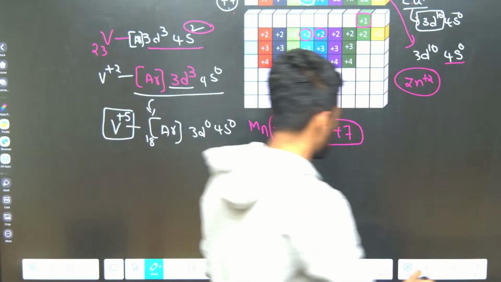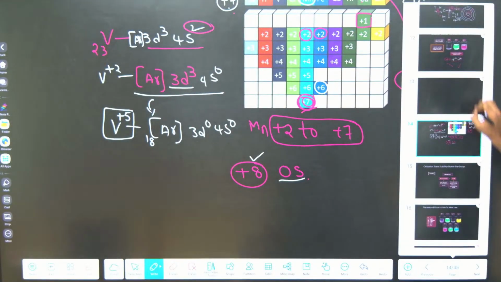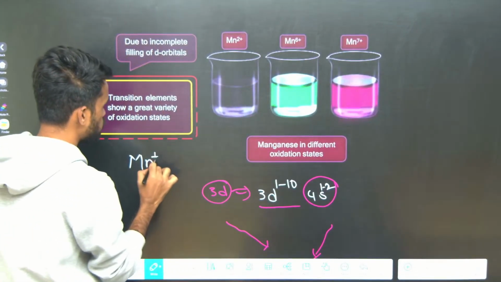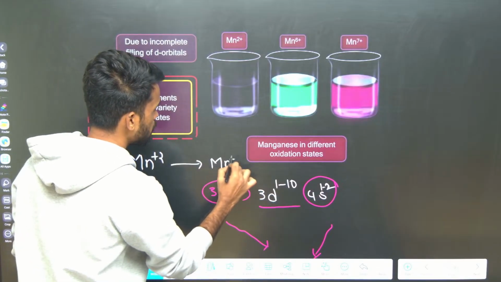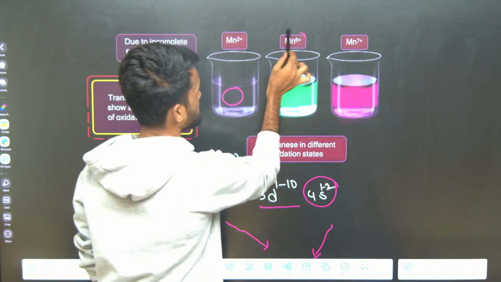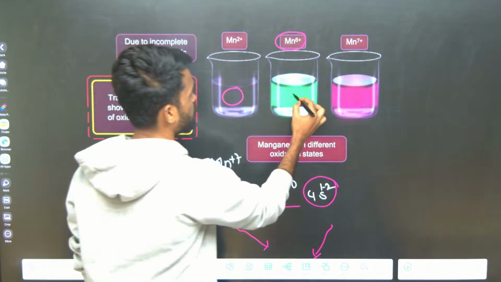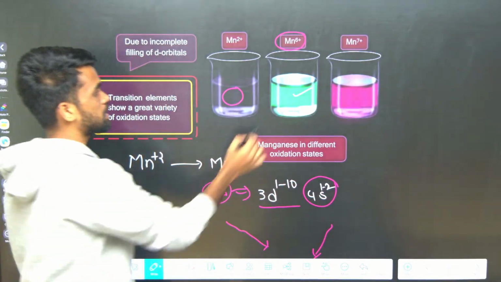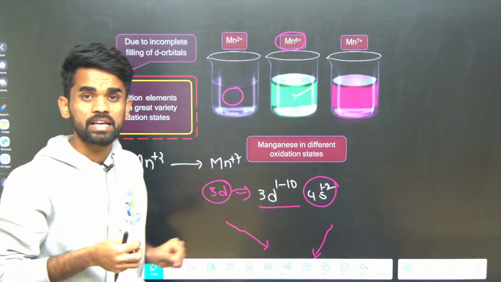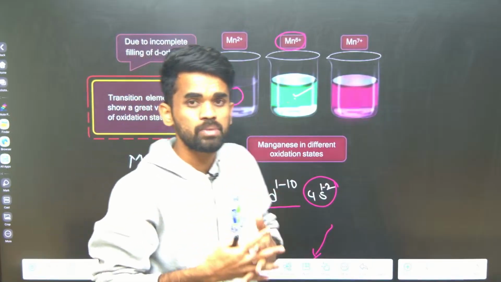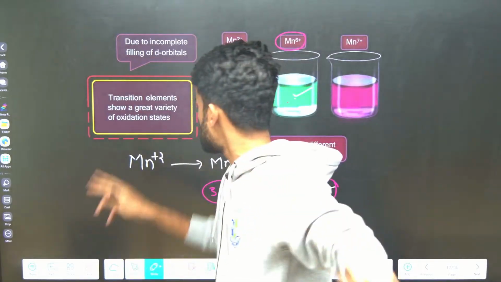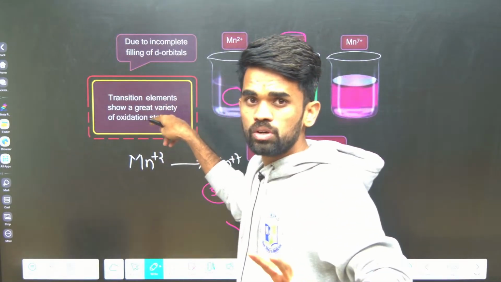Now we know manganese can exhibit different oxidation states from +2 to +7, as we discussed. Manganese in +2 will be colorless. When it comes to +6 it will have a green color. What is the color? Green color. We see different oxidation states with different color nature. So what is the reason for their colors? This is a very, very important question. We have 2 questions under the color property. I will show you from the PYQs.